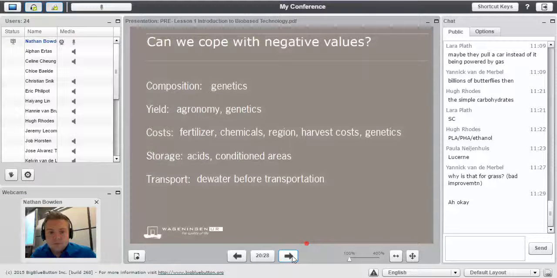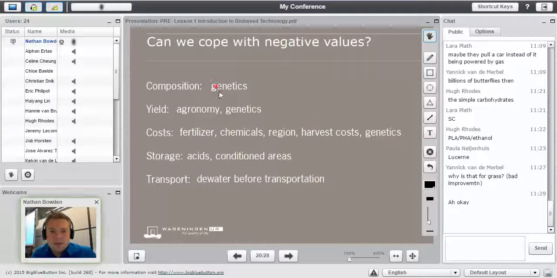Okay, negative values. Can we cope with negative values? For example, genetics. A lot of legislation about genetics, for what you can use, what you cannot use, and using GMOs, and you certainly cannot release them into the wild. Negative values of the agronomy and genetics.